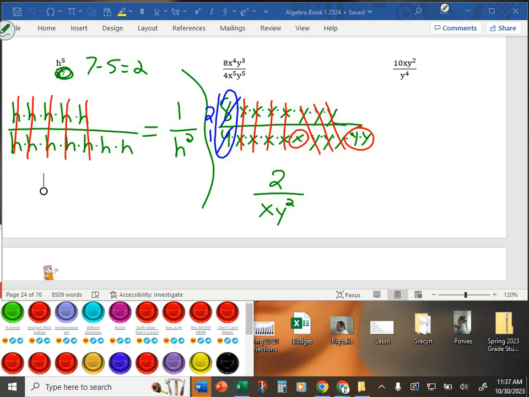All right. Then the next one, 10xy squared over y to the 4th, last one on the page. 10, how many x's are there? 1 or 2?